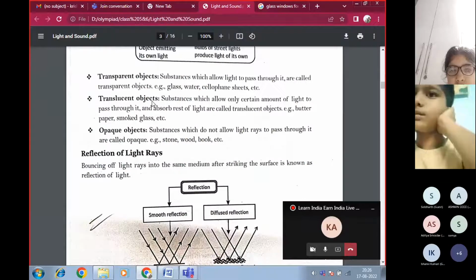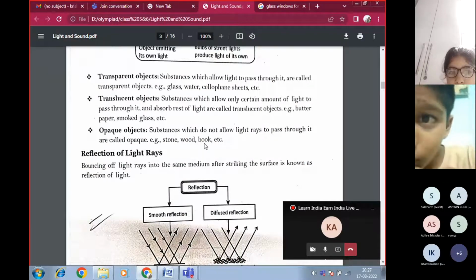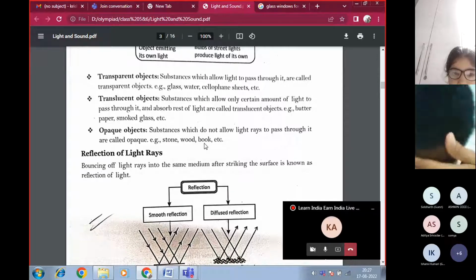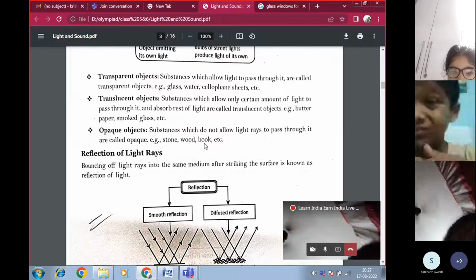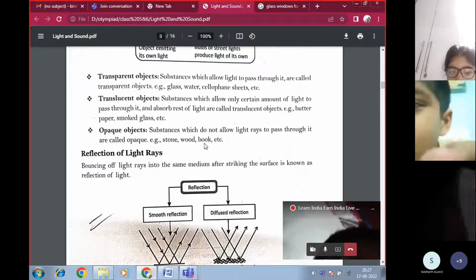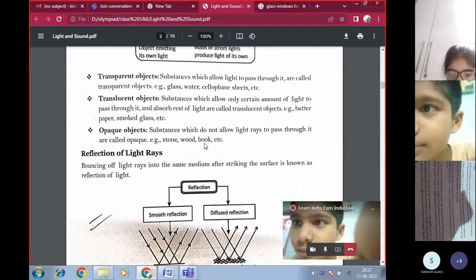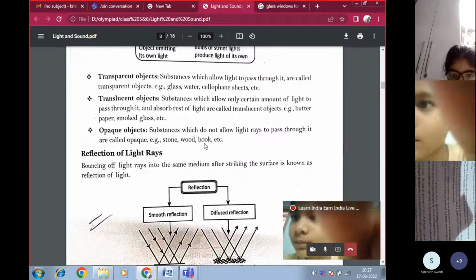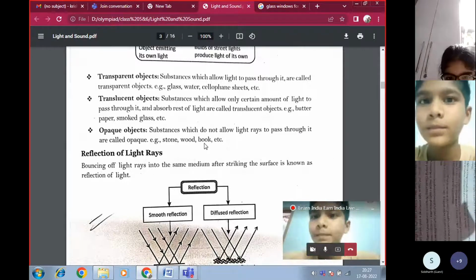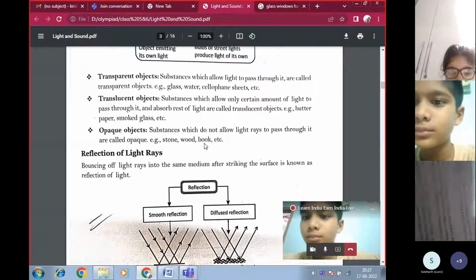And opaque objects, for example, stone, wood, your book, and iron metals. The things which will not allow the light to pass through them are all called opaque objects. Laptop and computers, cell phone, your bags, cameras, whatever is there, which will not allow the light to pass through them, are all your opaque objects. And your table, all that.